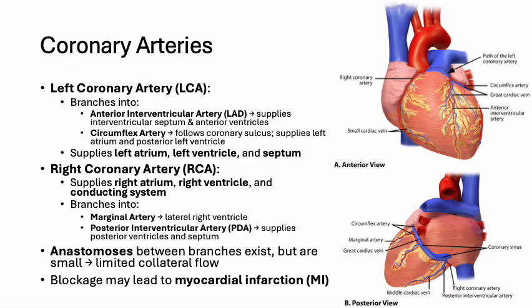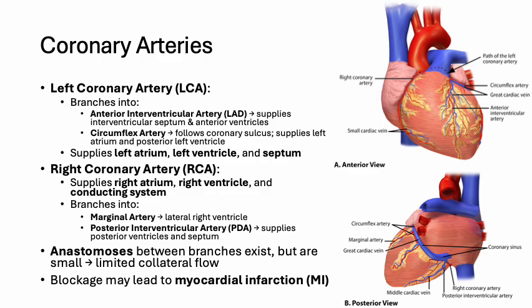Now let's look more closely at the arterial supply of the heart, which begins right at the base of the aorta. Immediately after it exits the left ventricle, the left coronary artery, or LCA, quickly branches into two major arteries. The first is the anterior interventricular artery, most commonly known as the left anterior descending artery, or the LAD. This vessel runs down the anterior surface of the heart in the interventricular sulcus and supplies blood to the anterior portions of both ventricles and the interventricular septum.